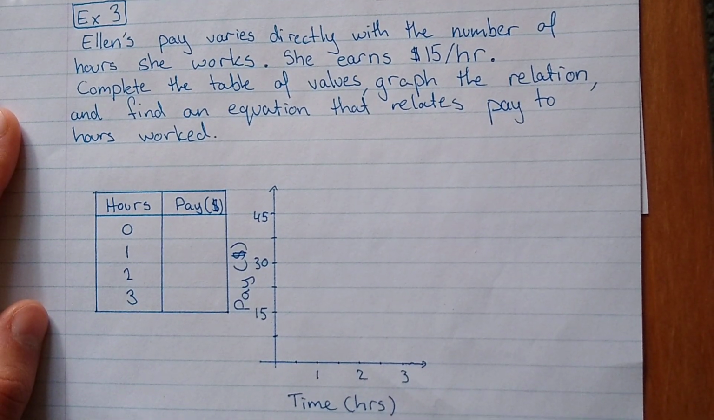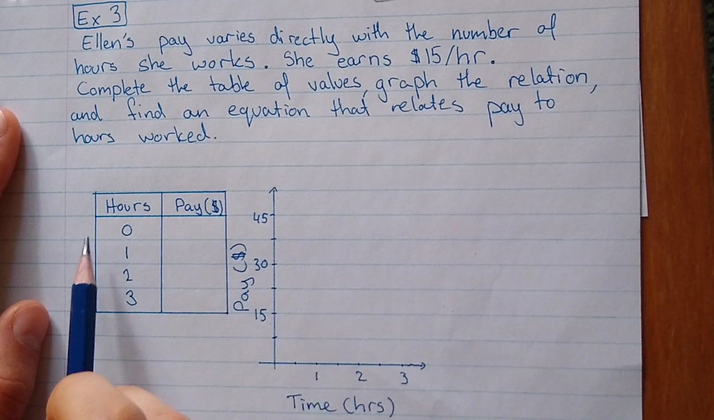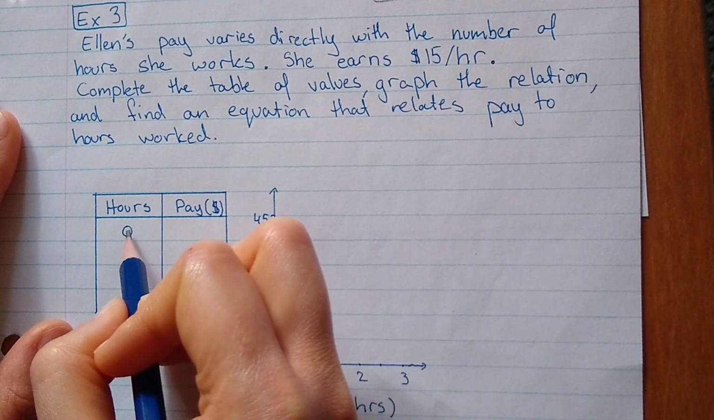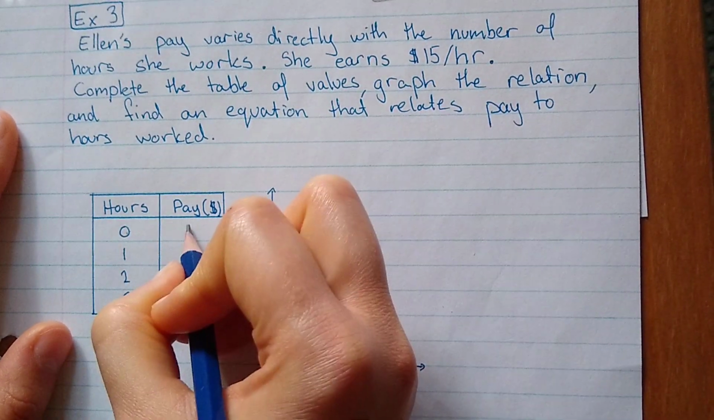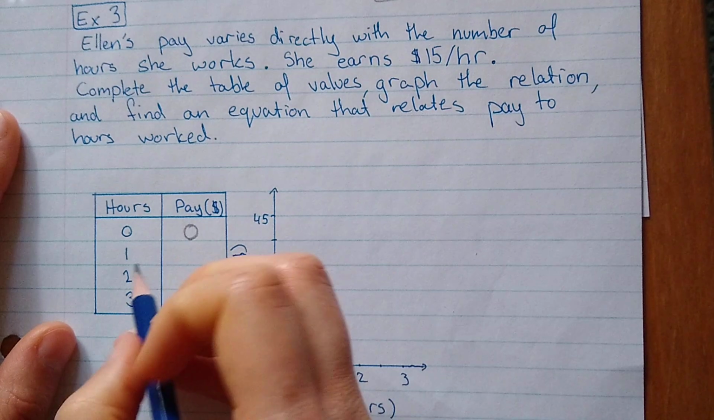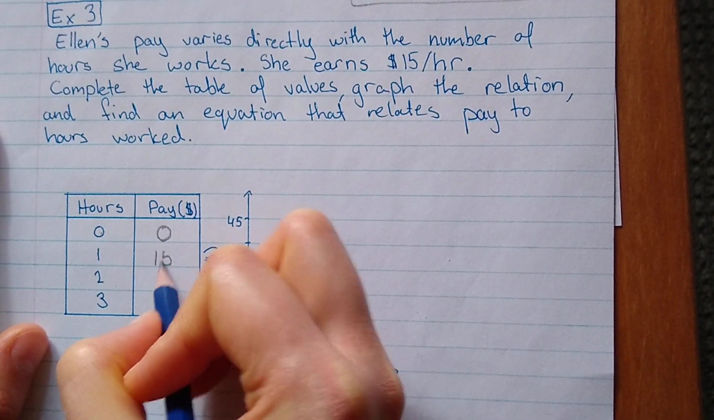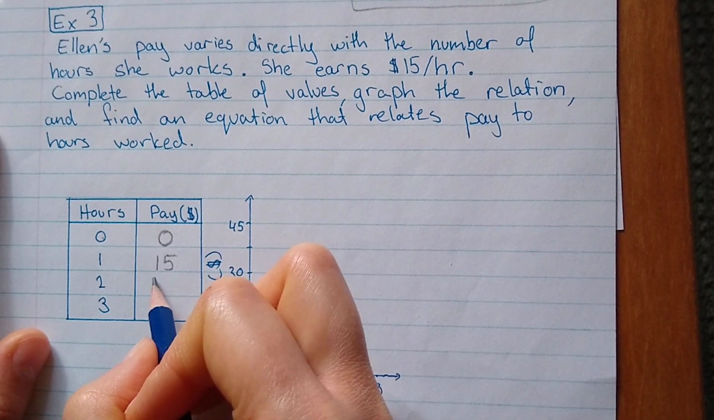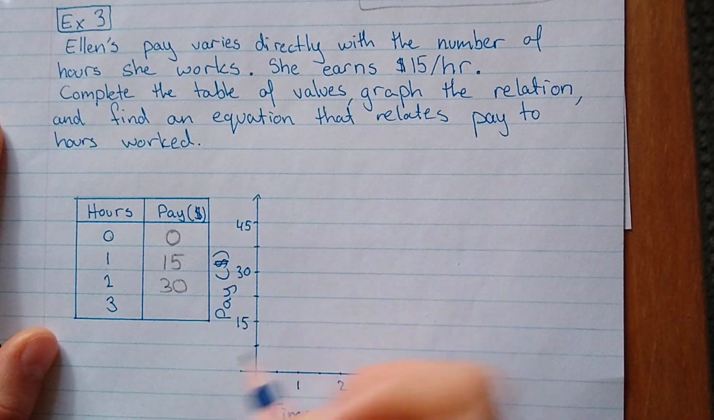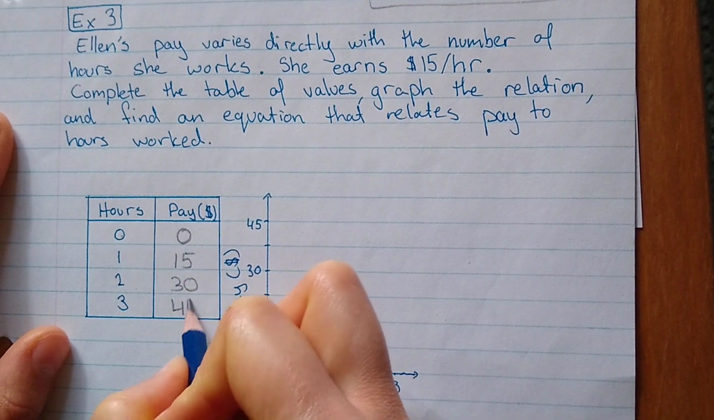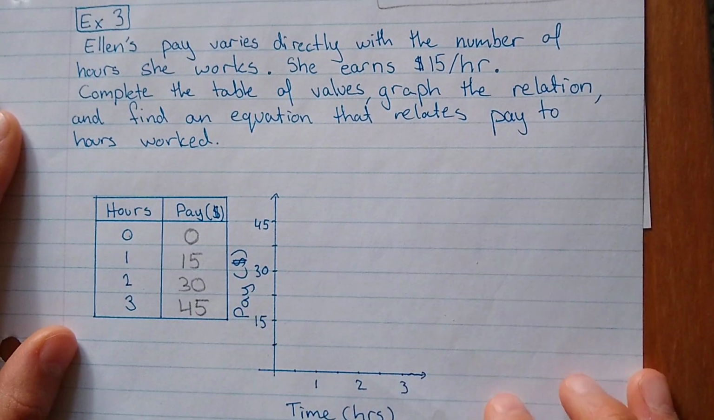So Ellen's pay varies directly. We remember that direct variation always has 0, 0. So if we have 0 here, then we're going to have 0 here. After 1 hour, if she gets $15 an hour, she will have $15. After 2 hours, 2 times 15 is 30. And after 3 hours, 3 times 15 is 45. So $45.